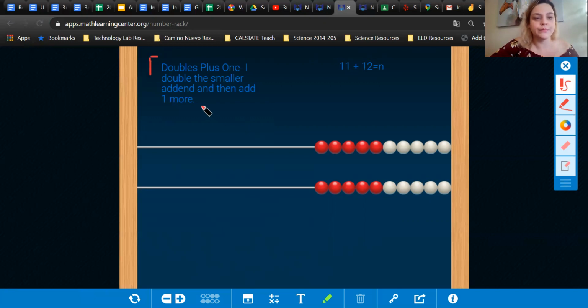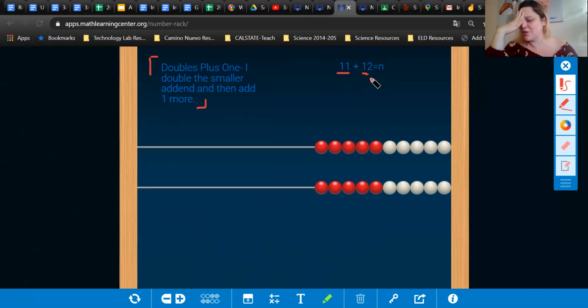So if you take a look, doubles plus 1: I double the smaller addends and then add 1 more. If you're like, what's an addend again? Just remember, addends is just a juicy word to say the numbers in the equation, right? It's the numbers that you're adding in an equation. So you're gonna write this down if you don't have that note in your notebook from this week, and you're gonna write the equation down 11 plus 12, okay?